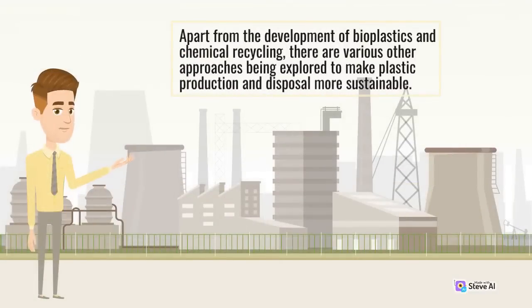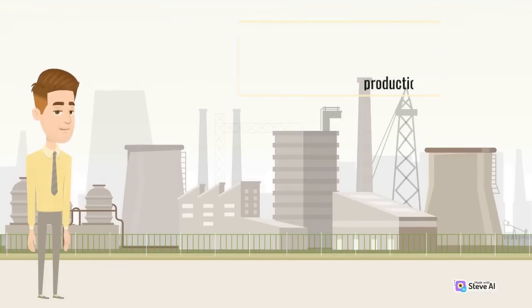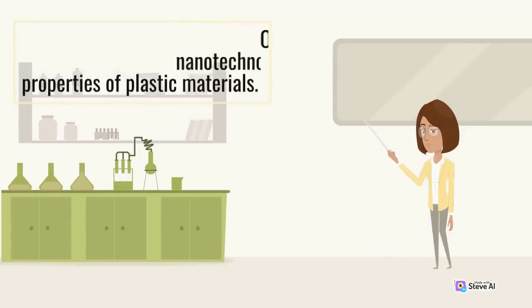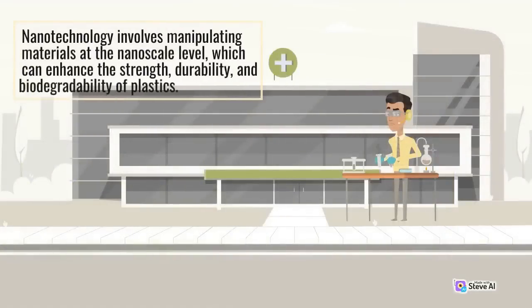Apart from the development of bioplastics and chemical recycling, there are various other approaches being explored to make plastic production and disposal more sustainable. One such approach is the use of nanotechnology to improve the properties of plastic materials. Nanotechnology involves manipulating materials at the nanoscale level, which can enhance the strength, durability, and biodegradability of plastics.